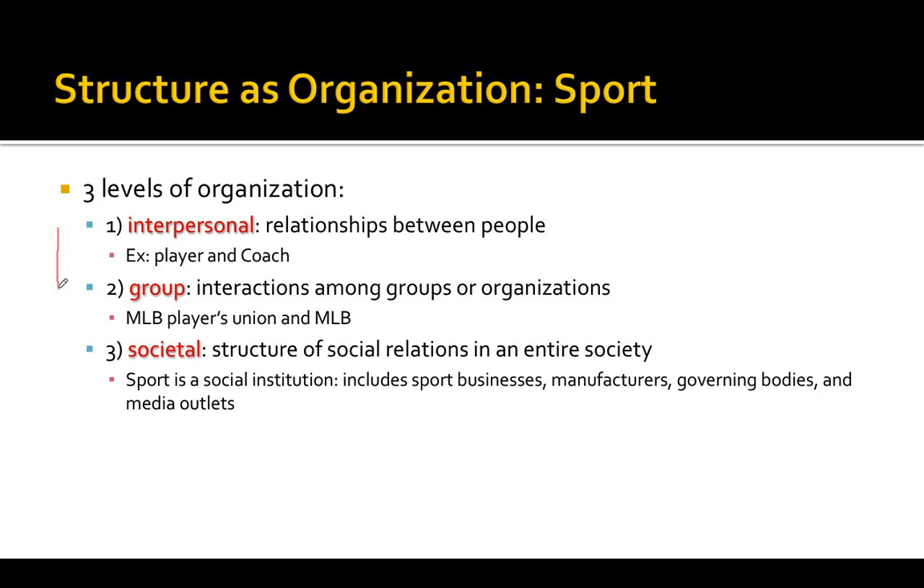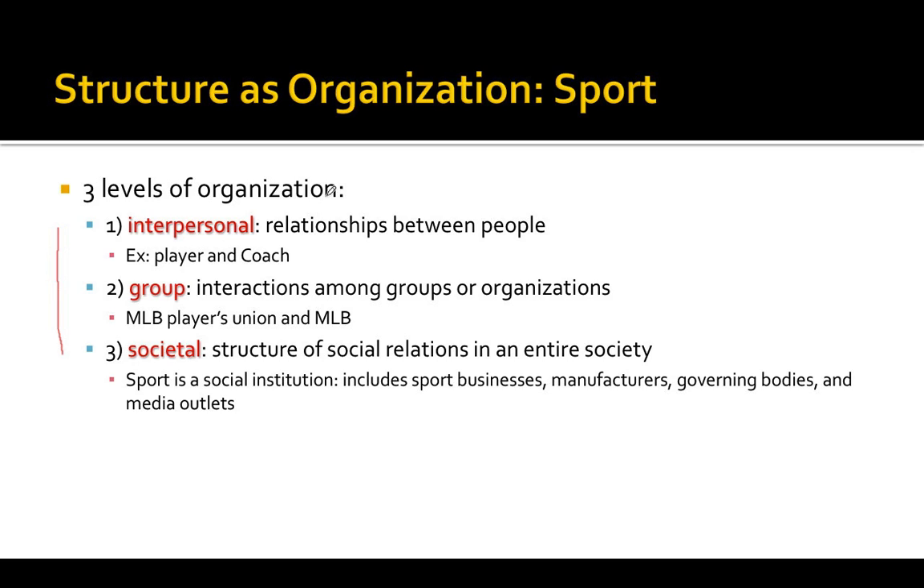Moving to the next one, we have group level of organization, and this might be the interaction within a sport between a couple of groups. The example I give is the Major League Baseball Players Union and Major League Baseball. There are interactions amongst those two organizations within the context. And finally, we have societal, so the structure of social relations in an entire society. So sport, as this large societal institution, includes sport businesses, manufacturers, governing bodies, media outlets, people that are associated with providing participation opportunities.